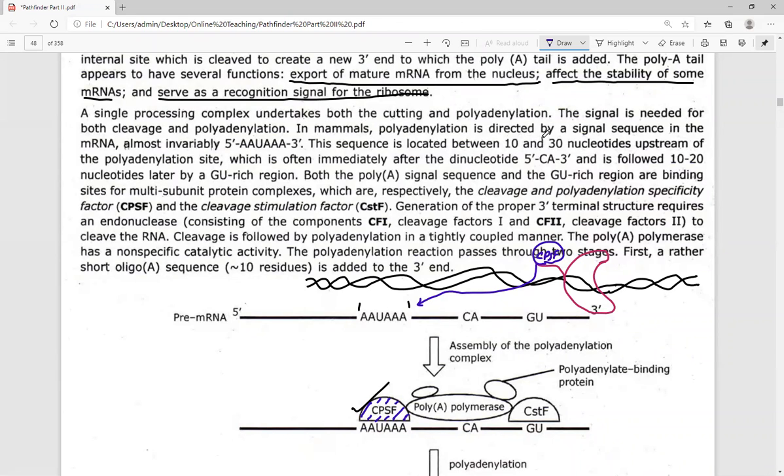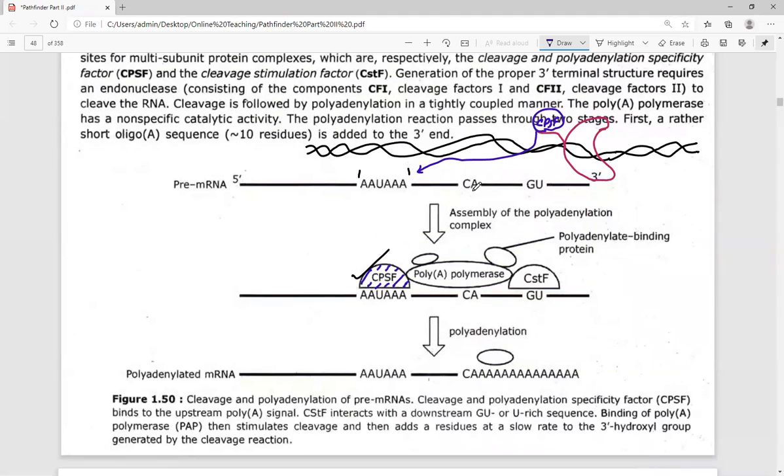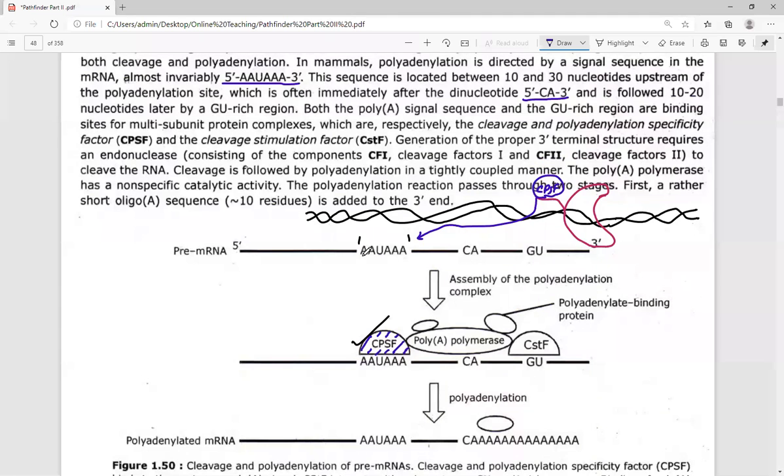In mammals, polyadenylation is directed by a signal sequence which is present in almost all mRNA and is referred to as the 5' AAUAAA signal sequence. This sequence is located 10 to 30 nucleotides upstream of the polyadenylation site, which is often immediately after the dinucleotide sequence CA. There is a dinucleotide sequence CA, and just before it, the sequence AAUAAA is present.